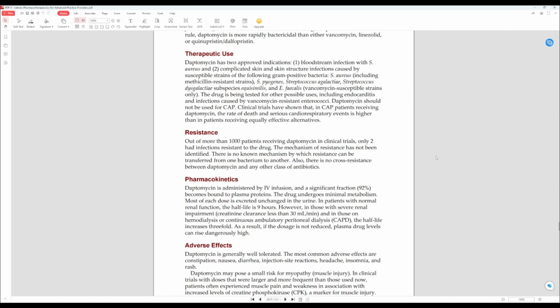Resistance. Out of more than 1,000 patients who ended up receiving daptomycin in clinical trials, only 2 had infections resistant to the drug. The mechanism of resistance has not been identified, and there are no known mechanisms by which resistance can be transferred from one bacterium to another. Also, there is no cross-resistance between daptomycin and any other class of antibiotics.